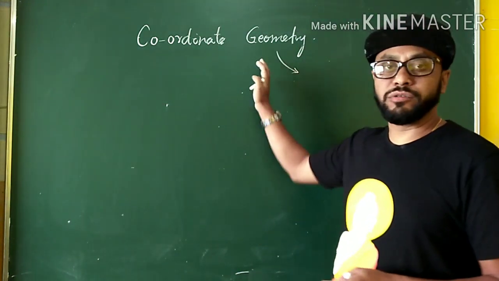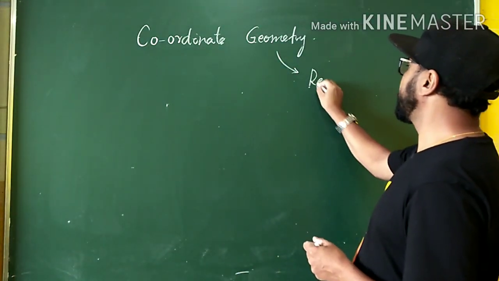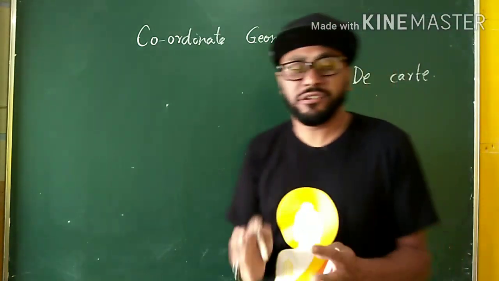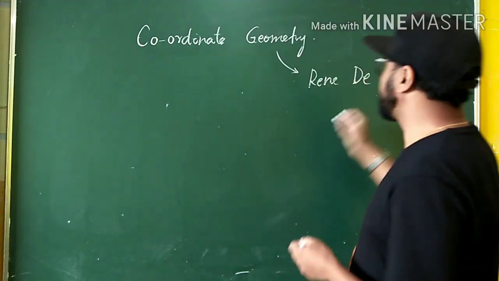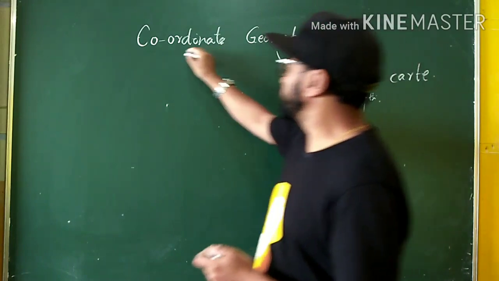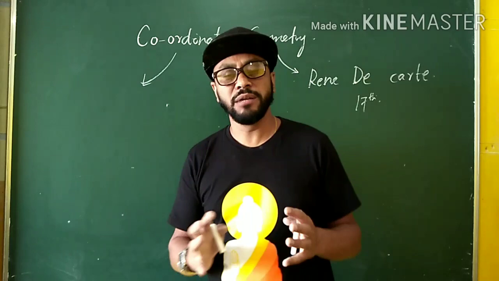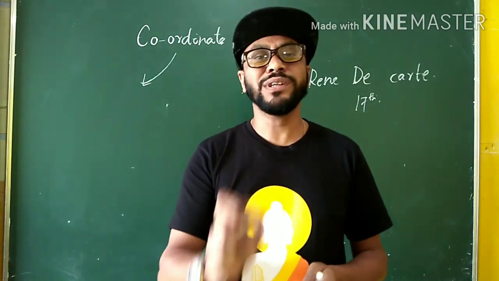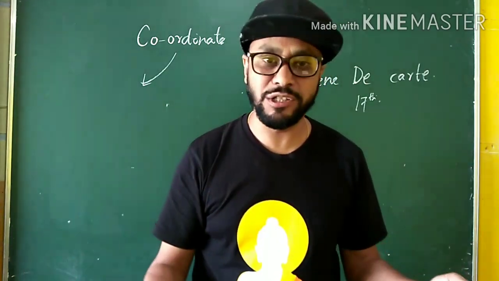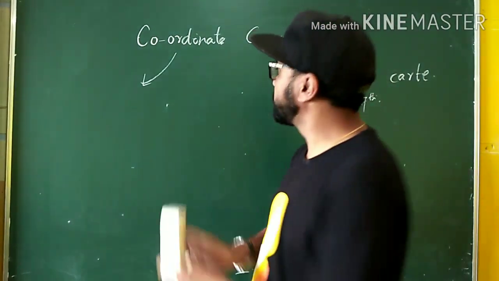Now coordinate geometry was introduced by René Descartes, a French mathematician and philosopher of the 17th century. Now what is coordinate geometry? You've got an idea, yes or no? Coordinate geometry is a branch of mathematics which helps us to find or locate any point or an object in an open space. Now what does it mean? Let me explain in more detail.